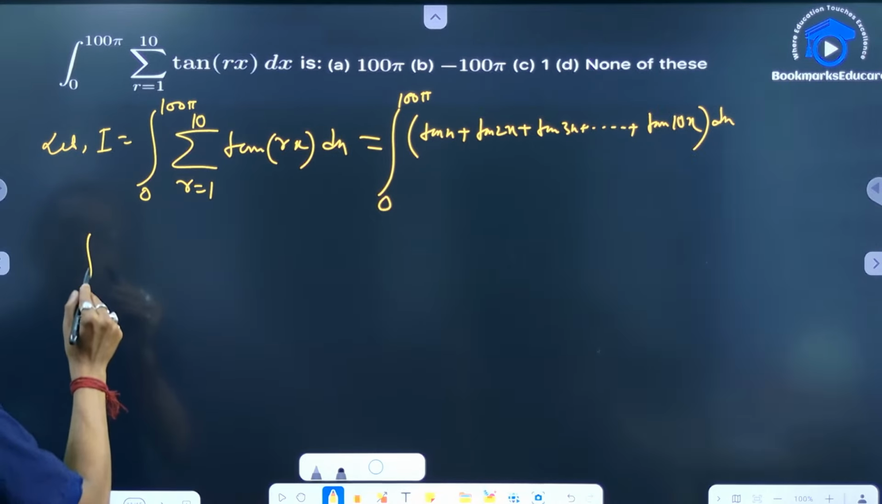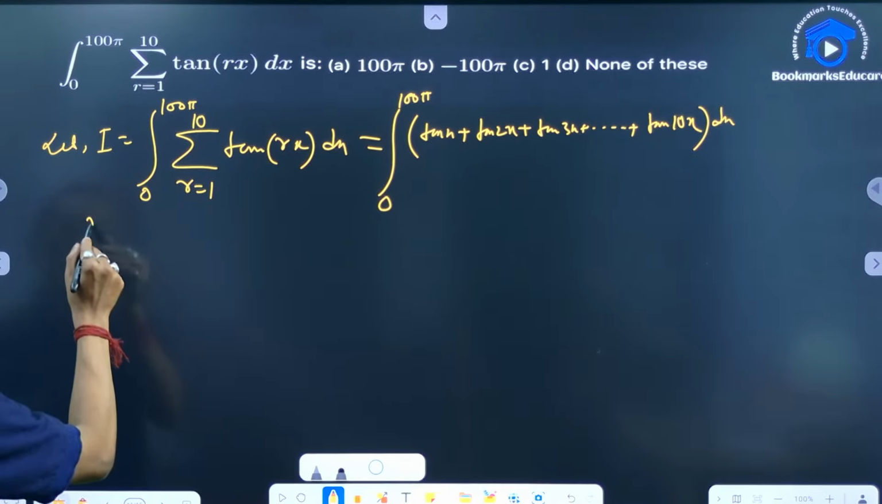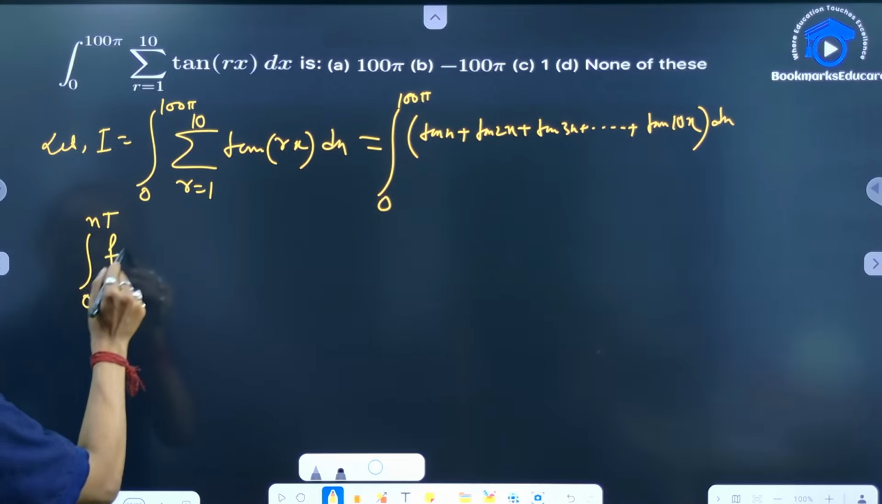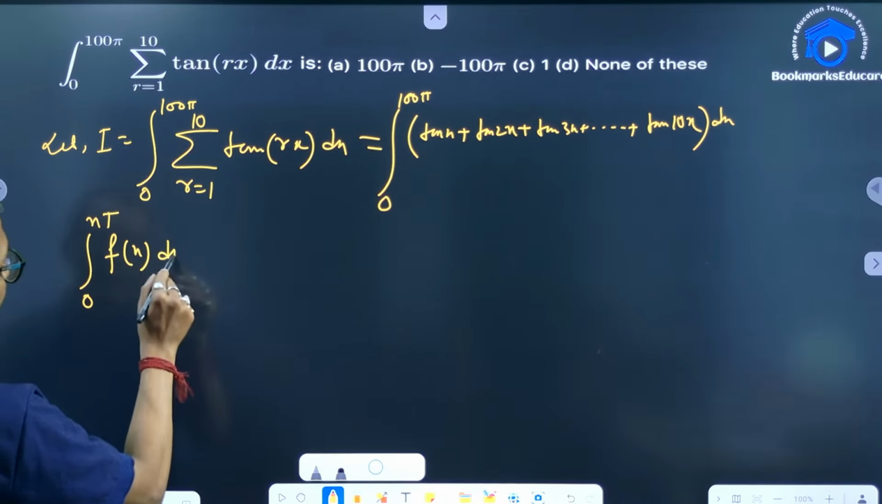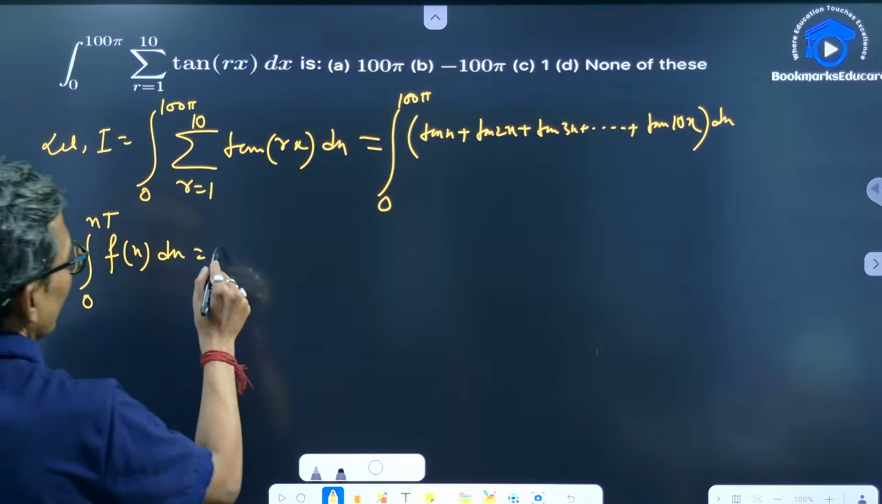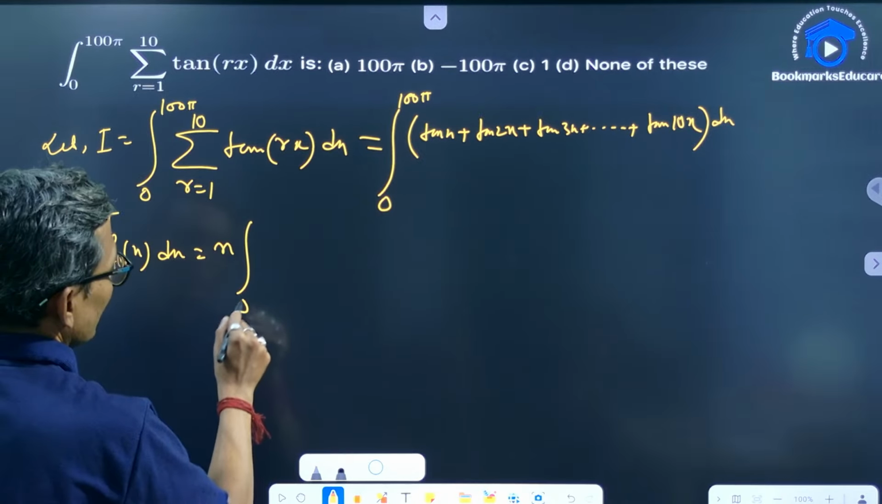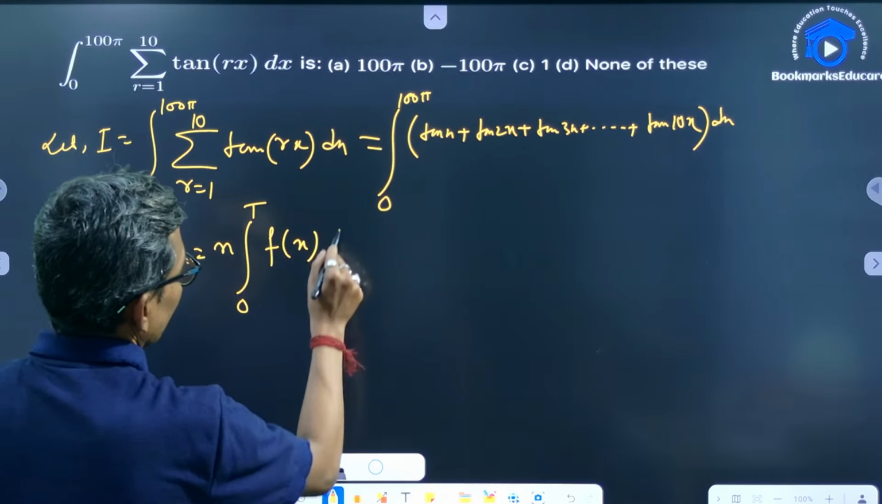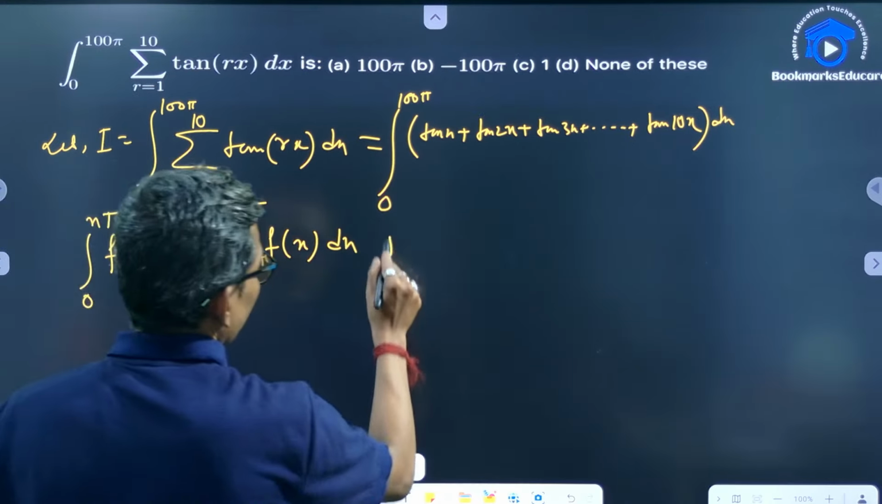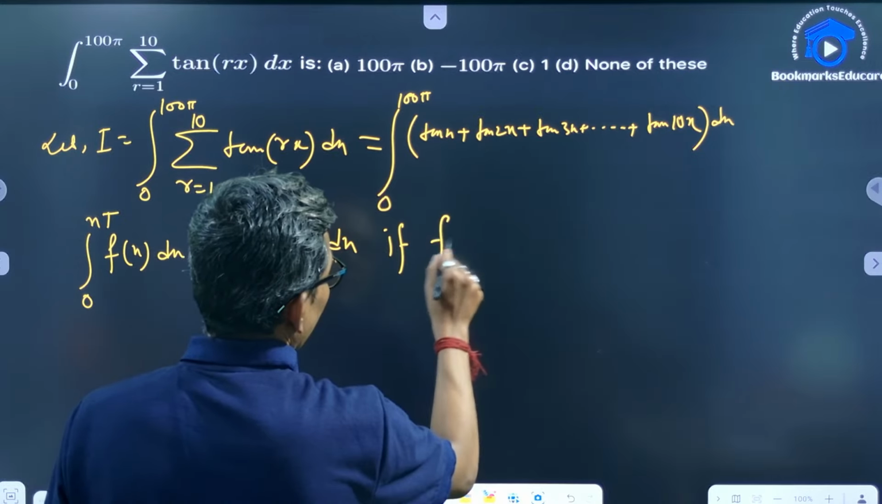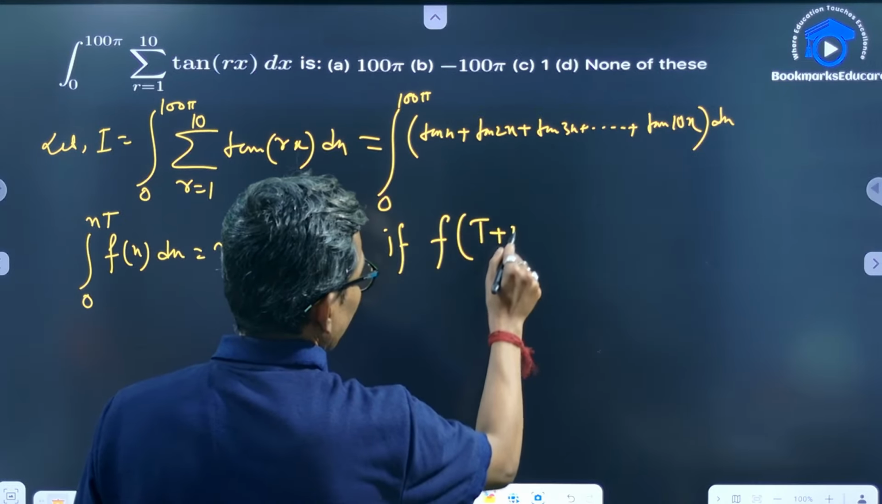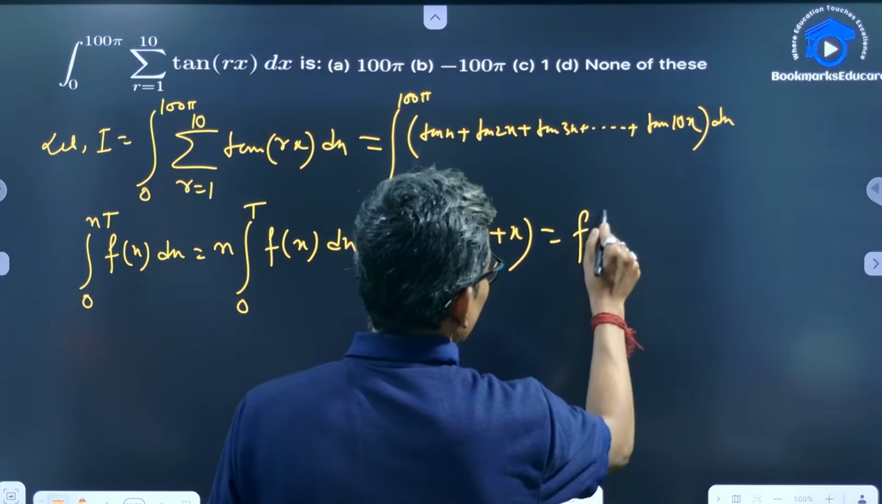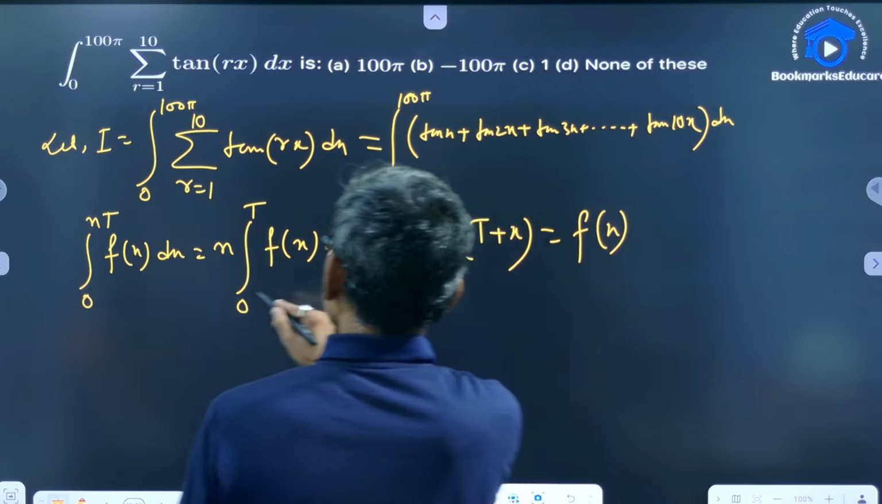Now here, integral 0 to n t of f of x dx is equal to n times integral 0 to t of f of x dx, if f of t plus x is equal to f of x. This is also a property.